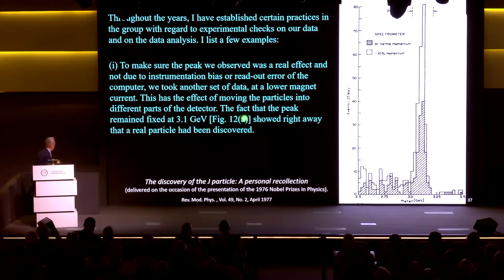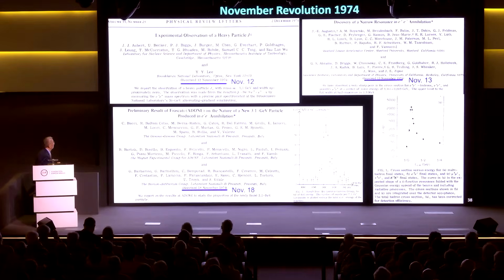This has the effect of moving all particles into different parts of the detector. The fact that the peak remains the same at 3.1 GeV, with the full strength of the magnet or 90% of the magnet, shows that the discovery is not due to instrumentation, because you collect them from different parts of the detector. Our paper was published on November 12th. November 13th is Professor Richter's group, and November 18th is from Frascati.